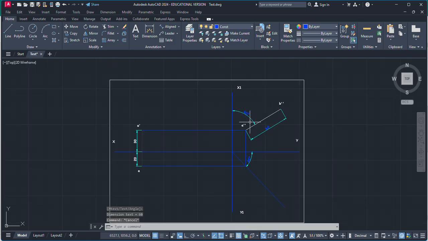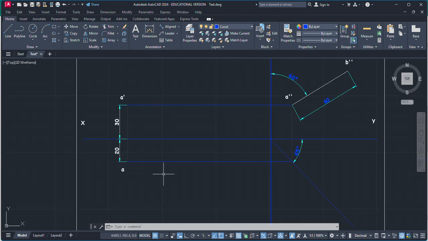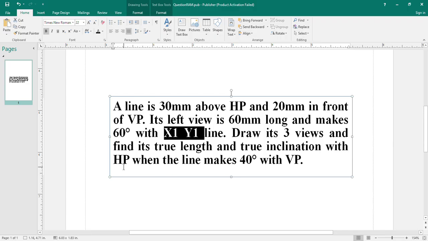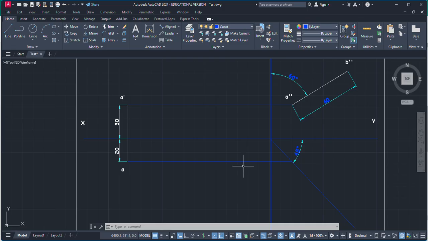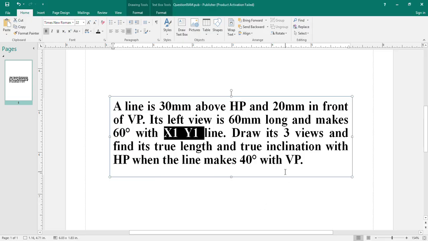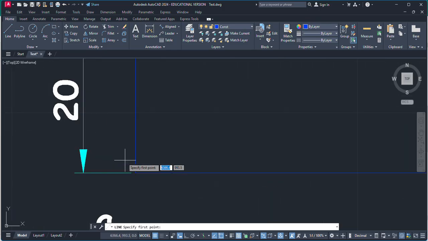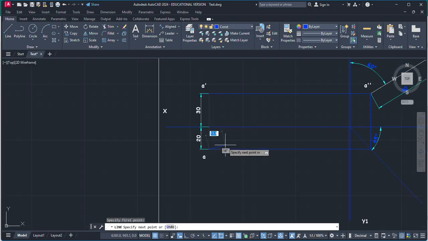Now we have these. This is the given condition in the question, and other than this, we have one more condition. The line makes 40 degree with the VP. So the true line in the top view is given, but only the angle is given. So we do not have the length of the true line. So what we're gonna do is just draw as it is given, 40 degree with VP. So from point A, draw a line which will be inclined. So I'm going to take this much length because we do not have the exact length.